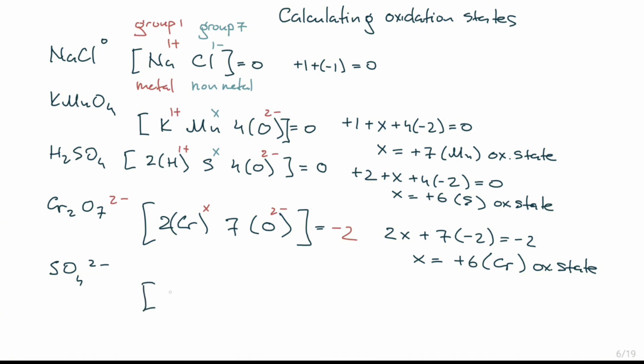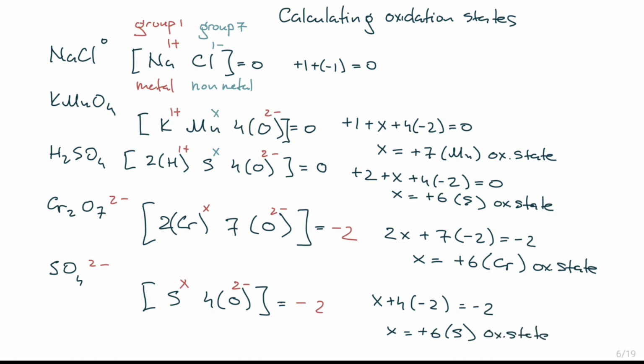Okay, let's do one more of the ions. Here we have sulfate: sulfur with an unknown oxidation state, oxygen with a known minus 2, and overall it will not be 0 again, it will be minus 2. So here we can construct our equation. If sulfur is X, then X plus 4 multiplied by minus 2, the oxidation state of oxygen, will be equal to the overall oxidation state minus 2. So sulfur will be plus 6. Guys, I hope it's clear how to solve this type of question.